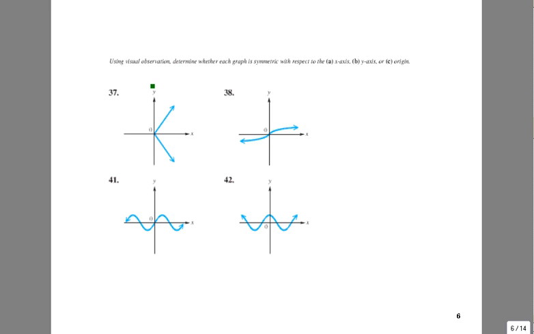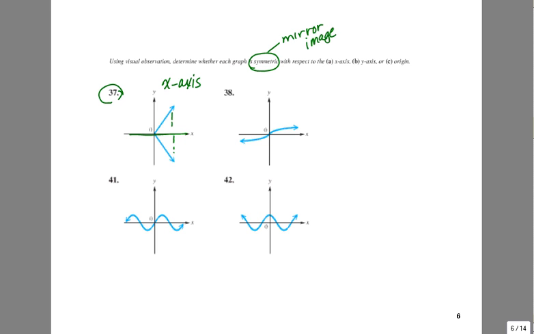Now, these problems are to use visual observation to determine whether each graph is symmetric with respect to the x-axis, y-axis, or origin. So symmetry is really like that mirror image that we were talking about. So you're thinking of, could I fold the graph along the x-axis, y-axis, or origin and still see a similar shape? So in number 37, if I fold the graph along the x-axis, so fold it in half, and I wish I could show you this really well, but do you notice how that would be a mirror image of itself? So this is symmetric with respect to the x-axis.